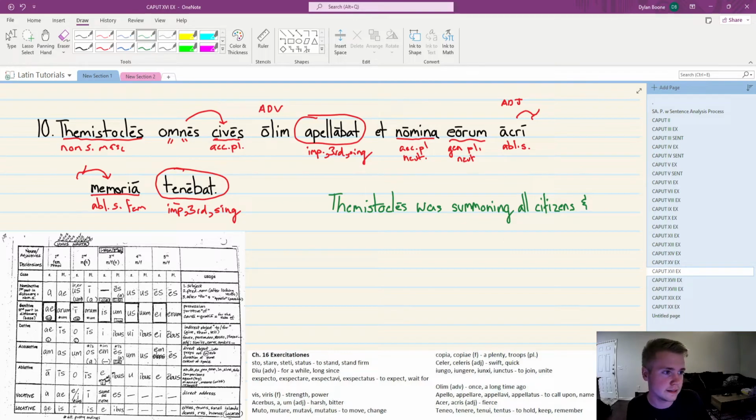So, and he was holding, and this is a turn of phrase, but when you have tenebat, you say holding in the memory. But you could just say remembering. I'll say it literally. Holding in memory, memoria tenebat. And what was he holding? The direct object nomina. The names, genitive plural, of them, the citizens. And, okay, actually, I forgot to add the acri to memoria.